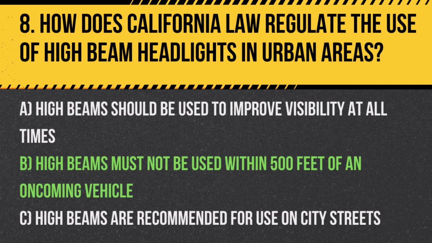Answer: B. High beams must not be used within 500 feet of an oncoming vehicle. In urban areas and everywhere else, California law restricts the use of high beams to prevent blinding other drivers.